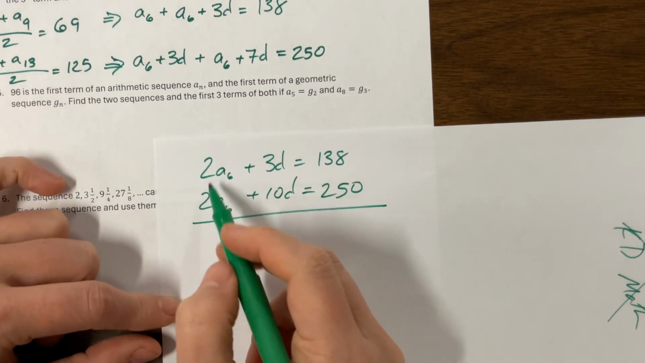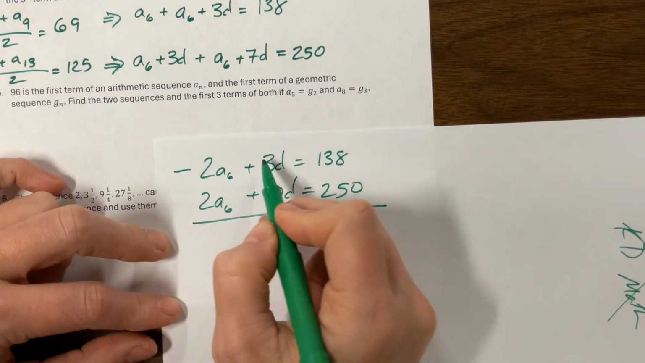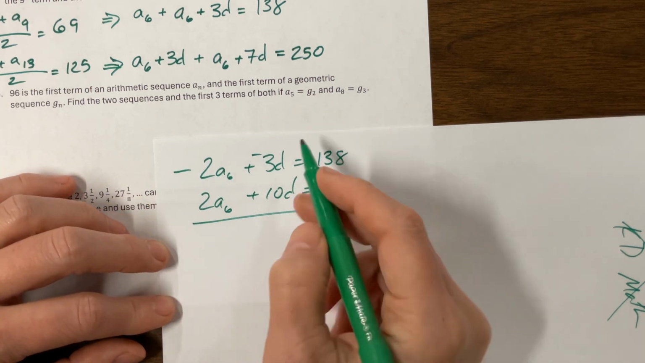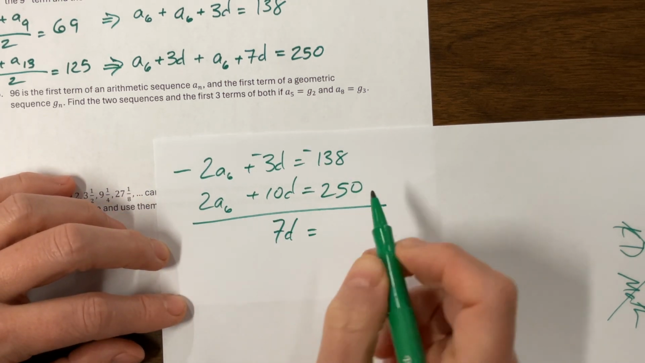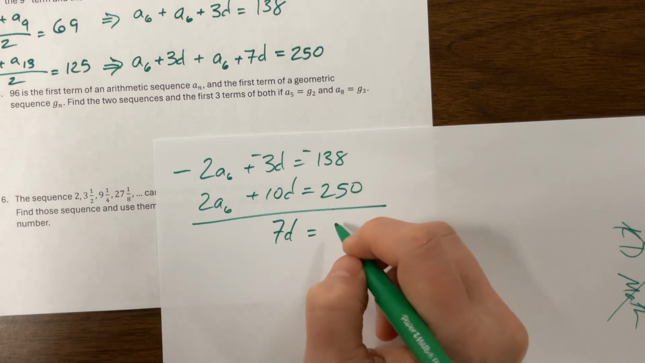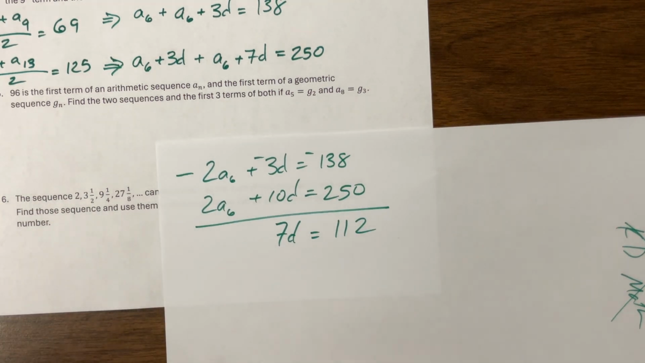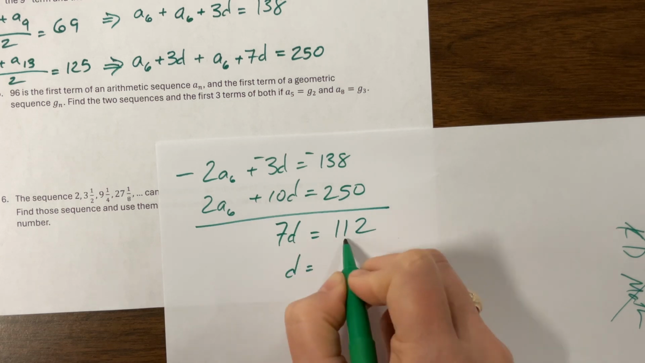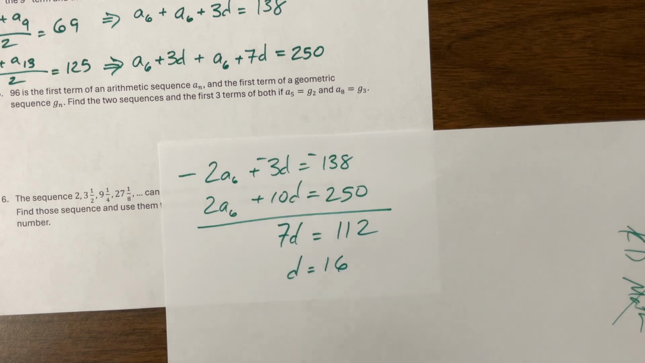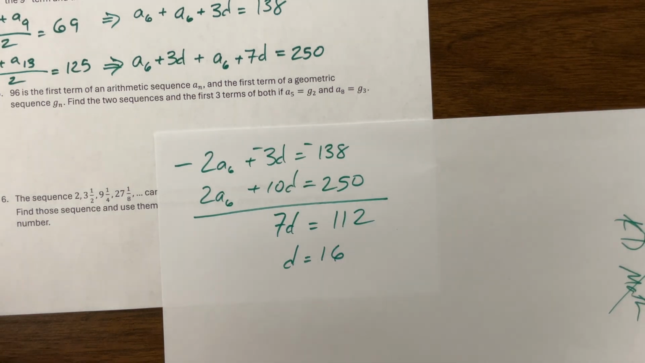I see 2 a sub 6 and 2 a sub 6, so let's make the top one negative because the numbers were smaller. This is gone. This gives me 7d equal to 112. When I divide by 7, that goes in 16 times. So my common difference is 16.